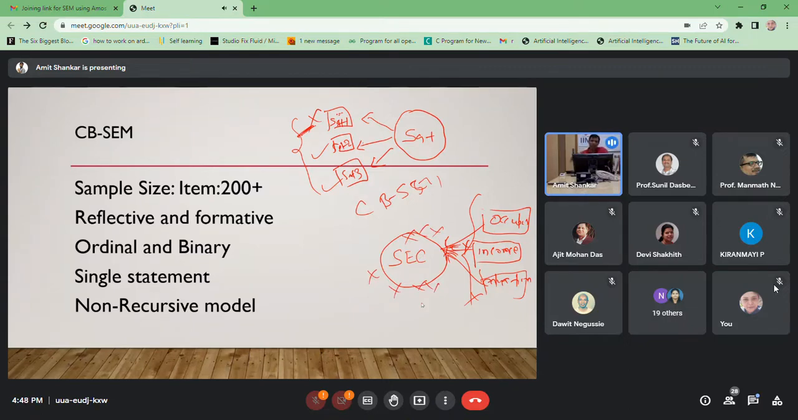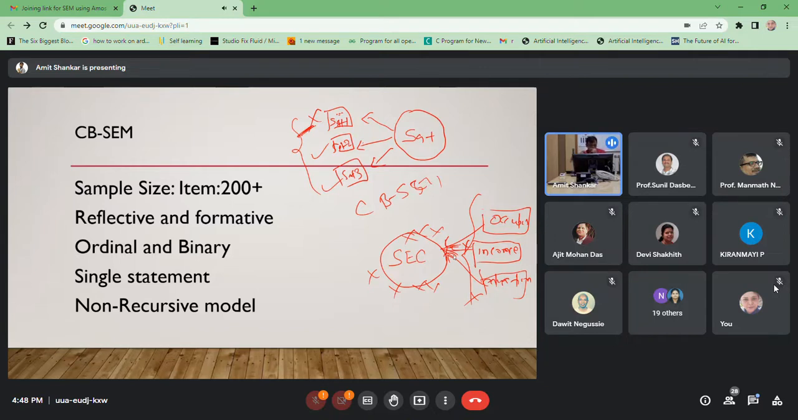So CBSCM only handles reflective constructs, where you have asked 5 questions for satisfaction, 10 questions for loyalty, 5 questions for trust, and these are indicators of satisfaction, quality, and loyalty. Then only it works. If your variable is formative in nature, meaning these 5 variables are forming this variable, then it's not possible. Always remember, it rarely happens that you have a formative construct in your model. But if you do, you must go with PLS-SCM rather than CBSCM.